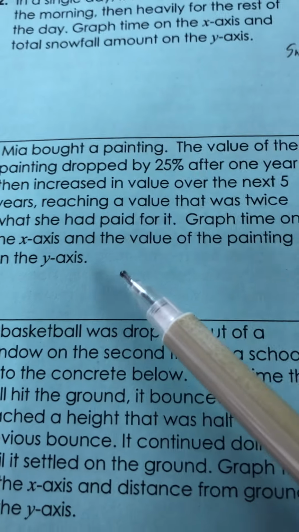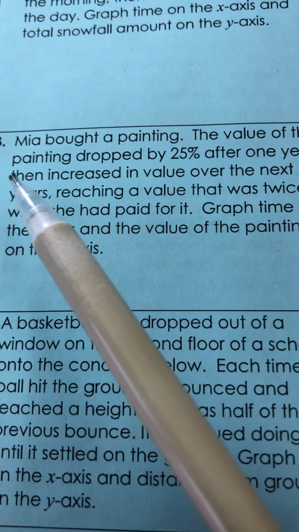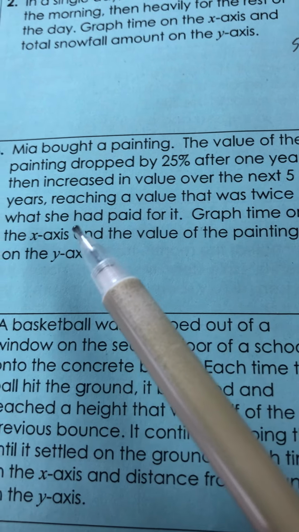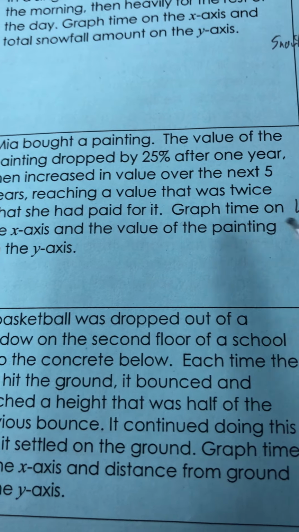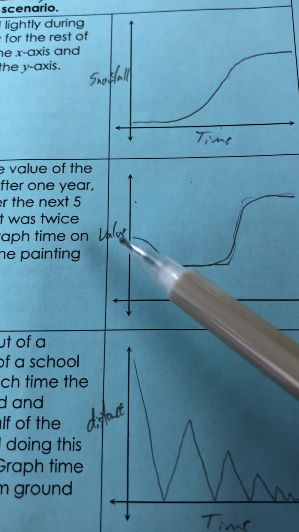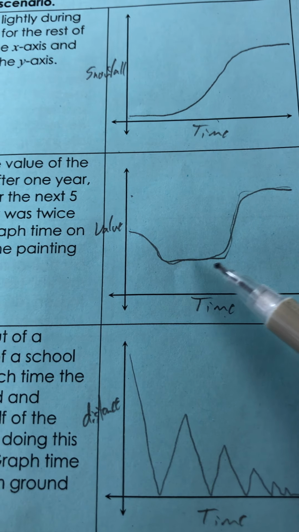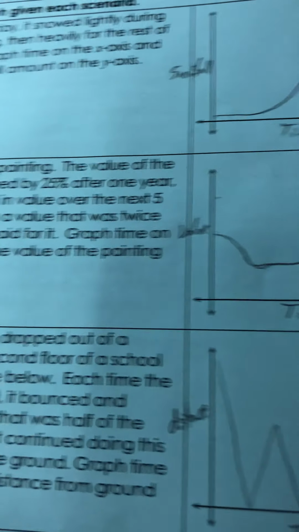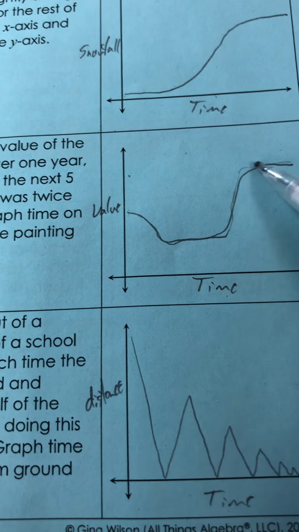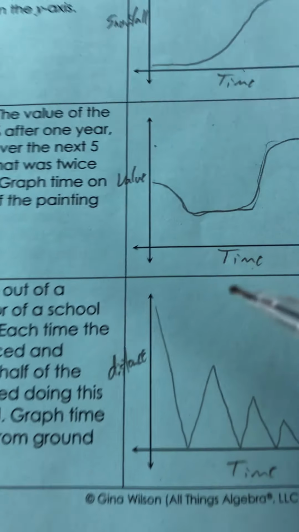Number 3, Mia bought a painting. The value of the painting dropped by 25% after 1 year, then increased in value over the next 5 years, reaching a value that was twice what she had paid for it. Graph time on the x-axis and the value of the painting on the y-axis. So it decreased in value, stayed low for a little bit, and then shot up. That was twice as high, so I tried to go up twice as high on that one. I could have gone a little bit higher maybe.